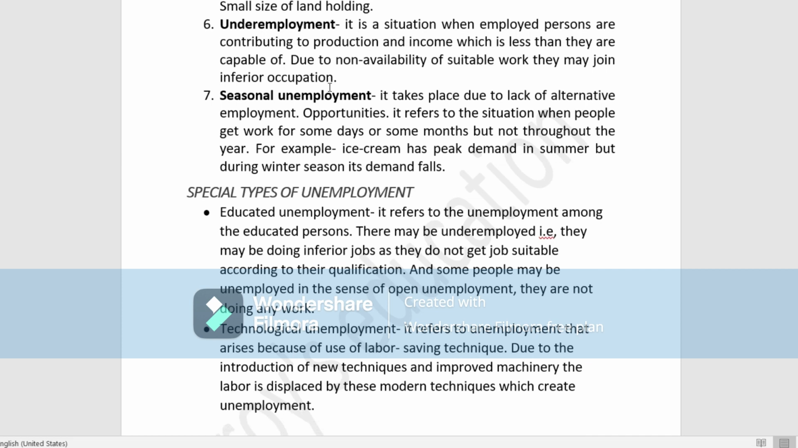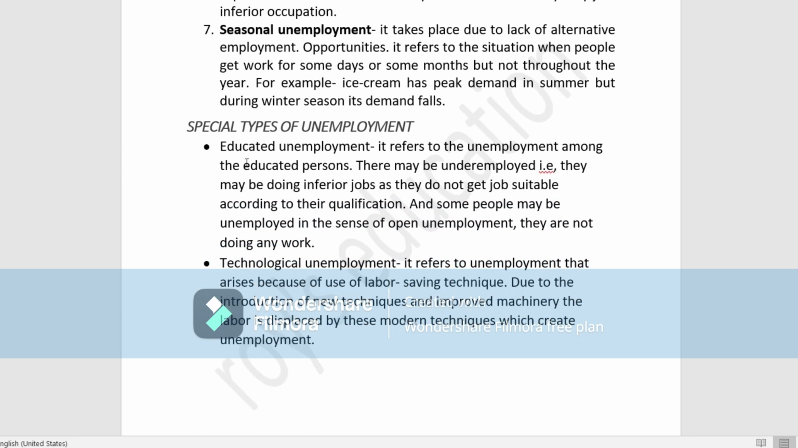Next, there is a special type of unemployment, which is educated unemployment. Educated unemployment refers to unemployment among educated persons. They may be underemployed, that is, they may be doing some inferior job as they do not get any job suitable to their qualification. As I have told you earlier, educated unemployment is one special type of unemployment. That means an educated person is doing a job less than their qualification, or they are capable of doing some better quality job, but due to lack of jobs they have to join this inferior type of work.